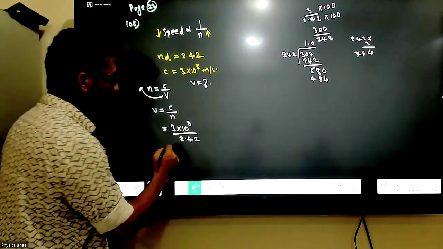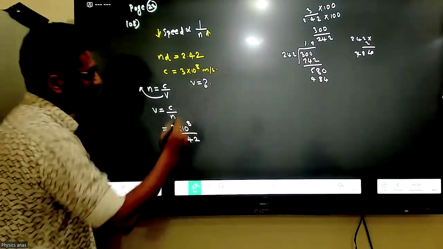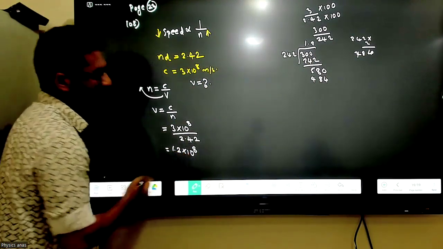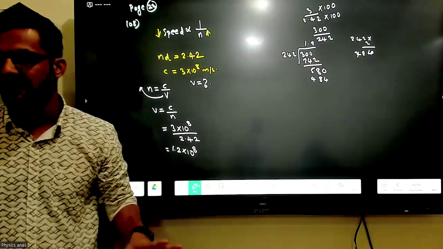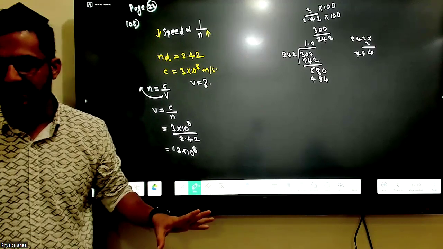1.2 will be enough. So 3 by 2.42 is what? That's 1.2. So 1.2 into 10 raised to 8 will be the answer. You don't have to do anything on this 10 raised to 8.